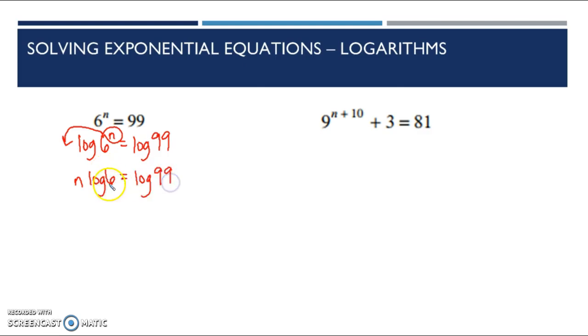And remember, log of 6, that's a number value. Log of 99, that's a number value. So I have n times a number equals a number. So to get n by itself, I have to divide.